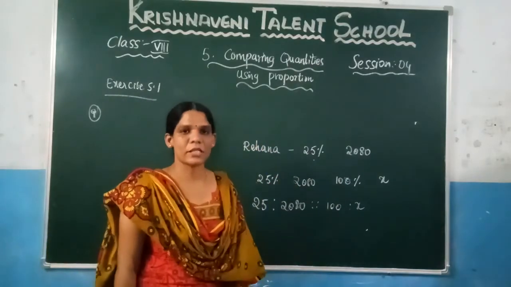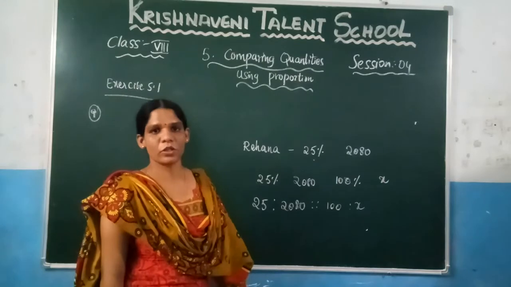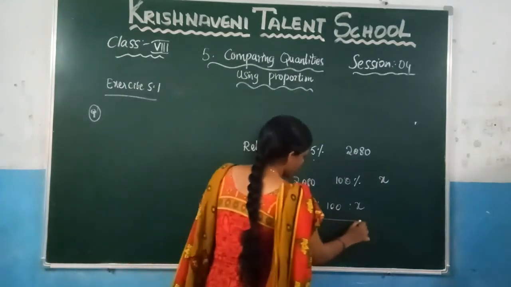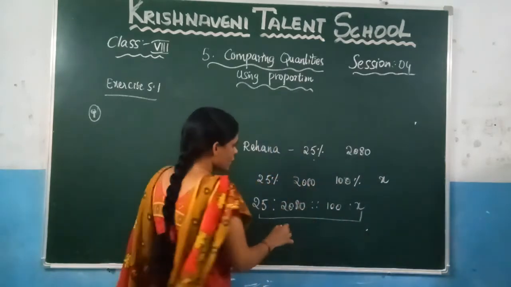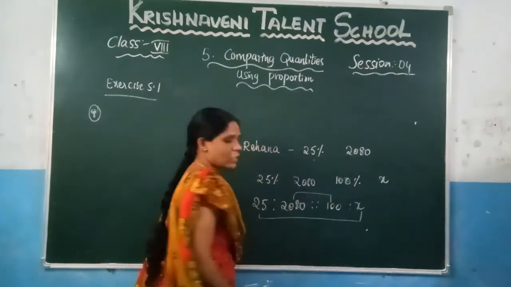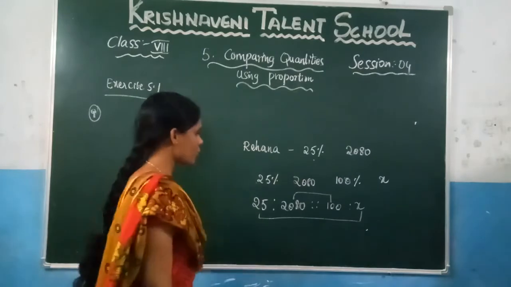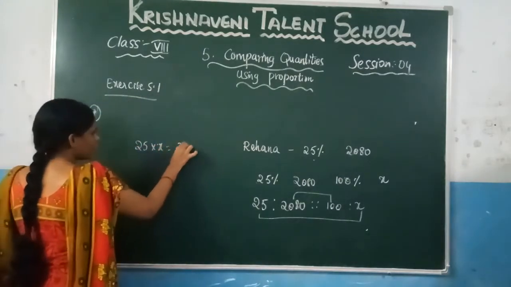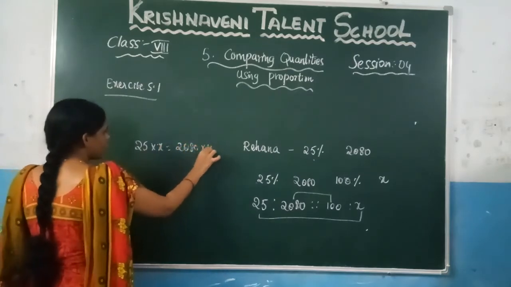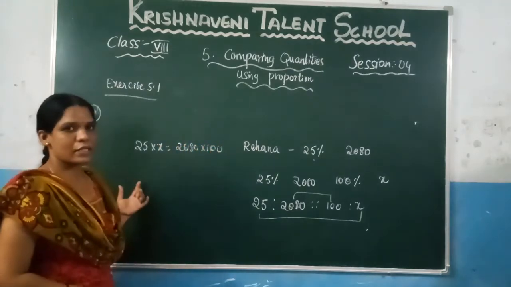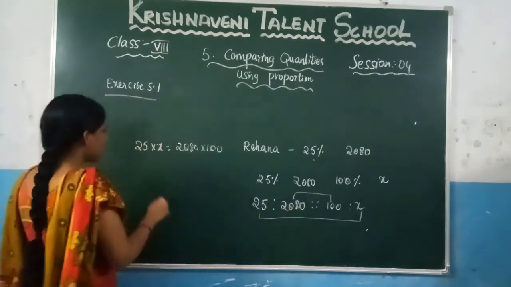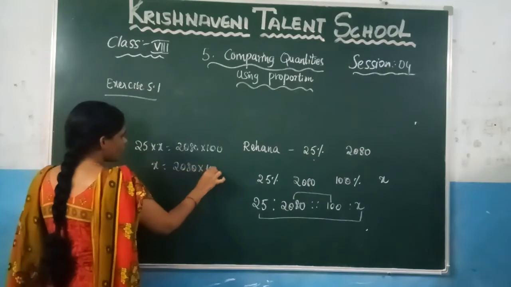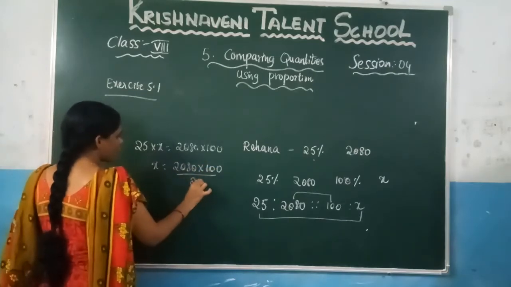Now if two ratios are in proportion, you know that the product of the extremes is equal to the product of the means. What are the extremes here? 25 and x, and the means are 2080 and 100. Now you need to take the product of these values, so that you will get 25 into x is equal to 2080 into 100. Now let us take this 25 to the right hand side. It will become x is equal to 2080 into 100 by 25.